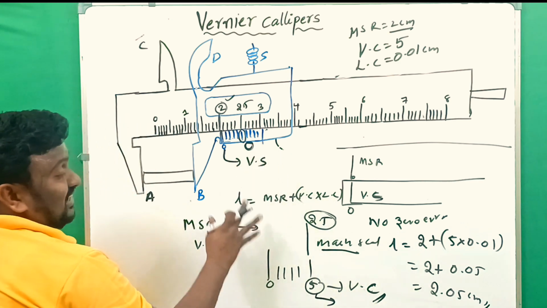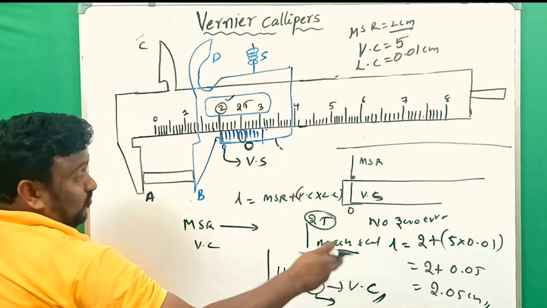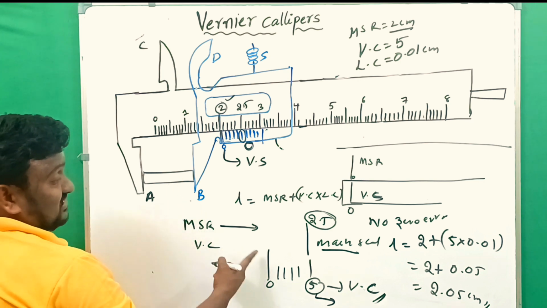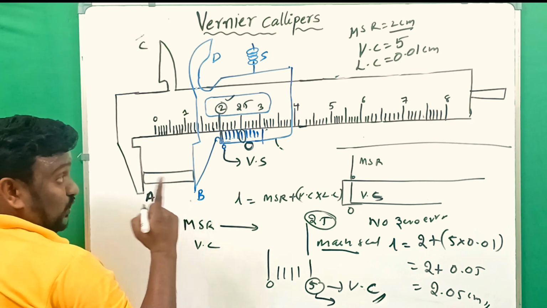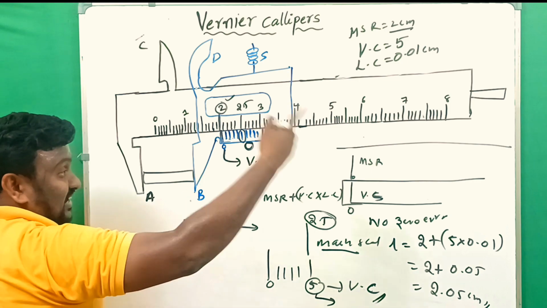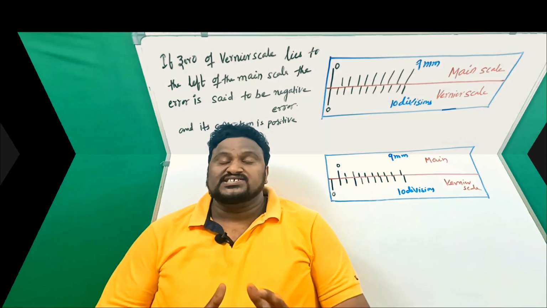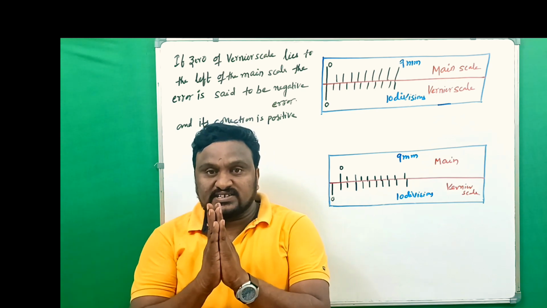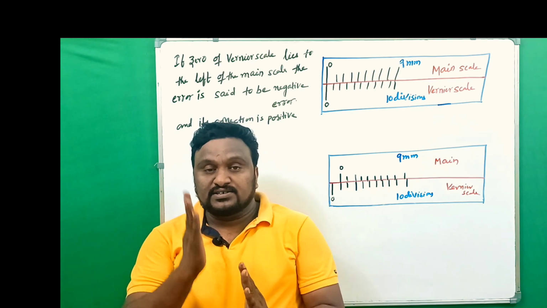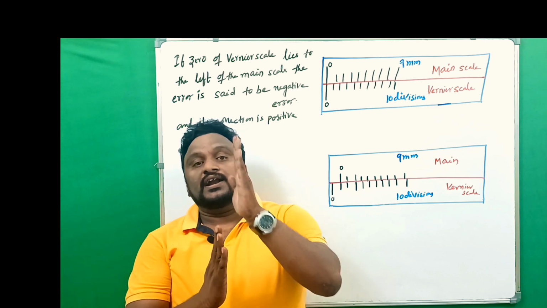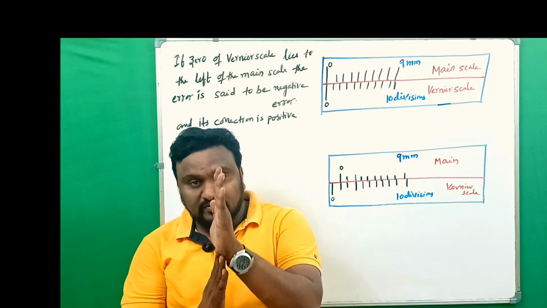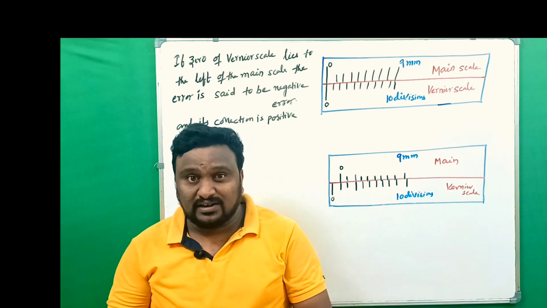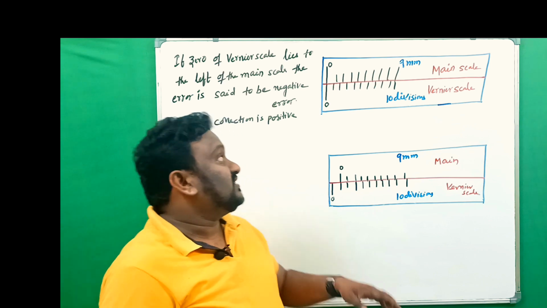So in this way we can take the value when there is no zero error. The measurement value should be taken like this when there is no zero error. If any zero error is there in the instrument, then, as we just discussed, when both external jaws coincide, the zero division of the main scale and the zero division of the vernier scale must coincide, then there is no error. Clear?